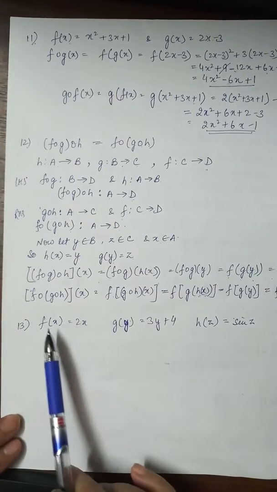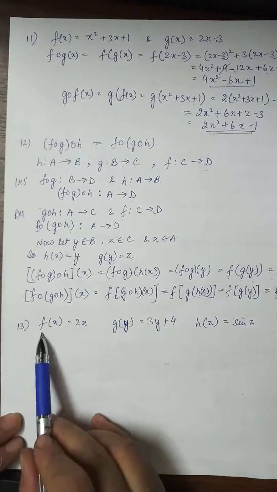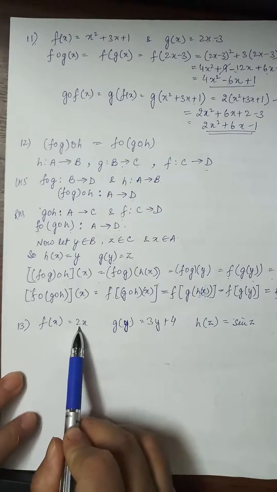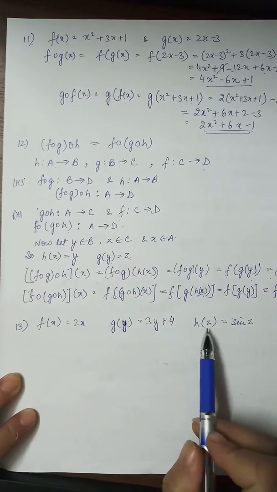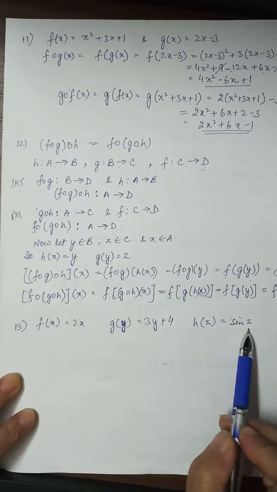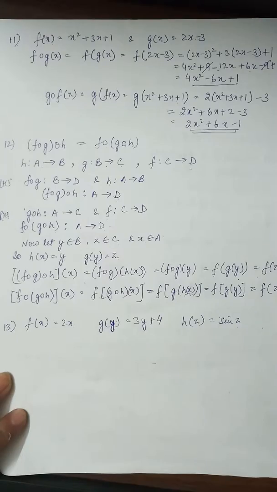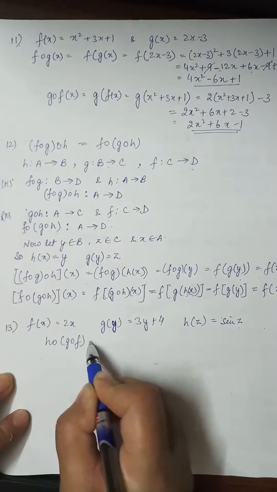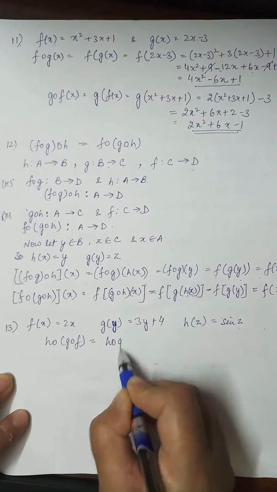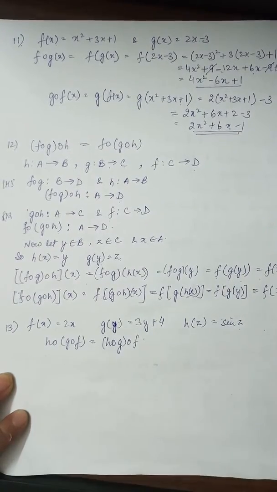Now let us do one question based on this. Here the function f(x) equals 2x, g(y) is 3y + 4, and h(z) equals sin z, where x, y, z belong to natural numbers. Now you have to show that (hog)of = ho(gof). This you have to show.